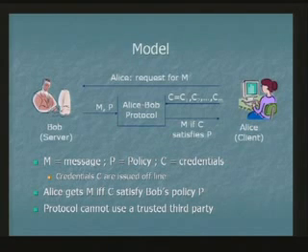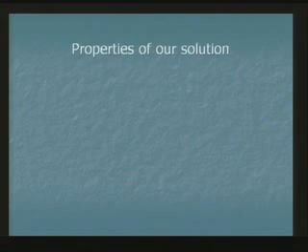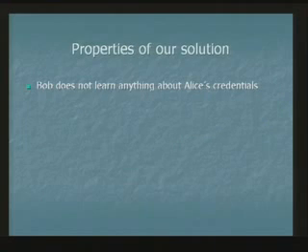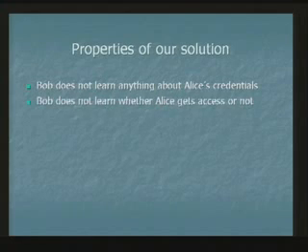So having that credential authority make the access decisions and be this trusted third party isn't desirable for either Alice or Bob. On top of that, if you were to use the trusted third party in that regard, it would become a bottleneck in the system. However, when you have a trusted third party, it is a fairly nice solution. You have a situation where Bob does not know anything about Alice's credentials. So our goal would be to have a system without a trusted third party where Bob does not learn anything about Alice's credentials. Bob does not learn whether Alice gets access or not.